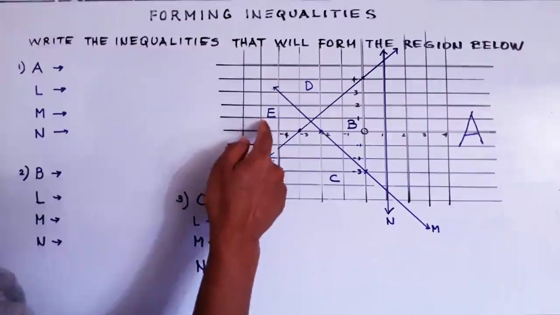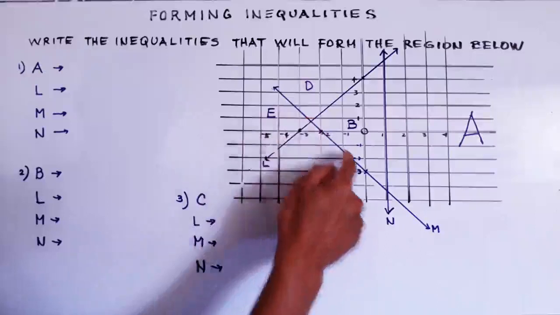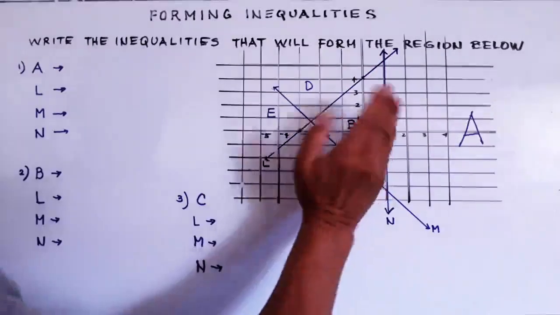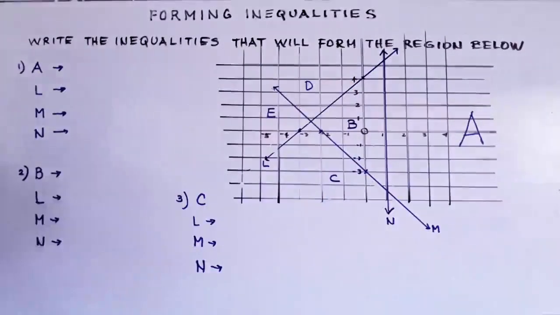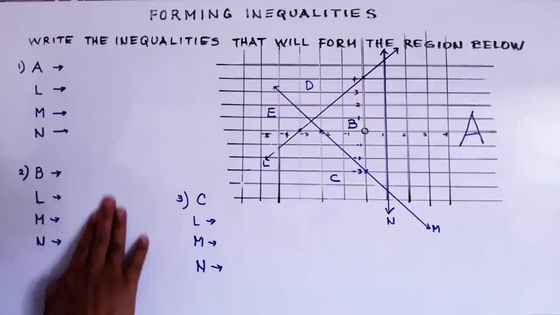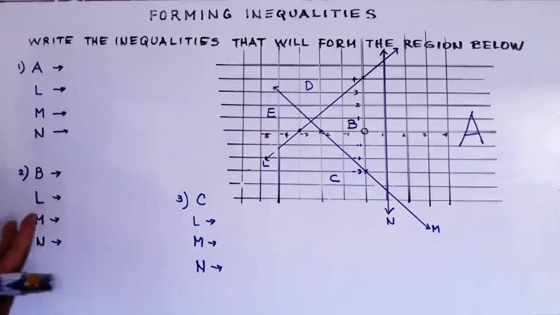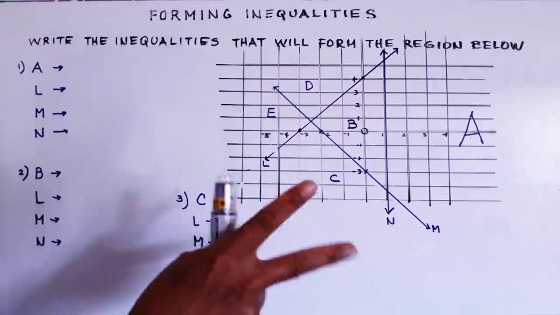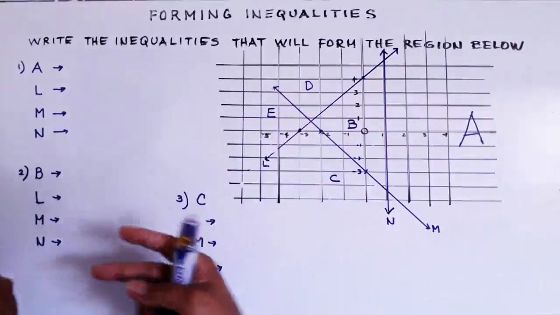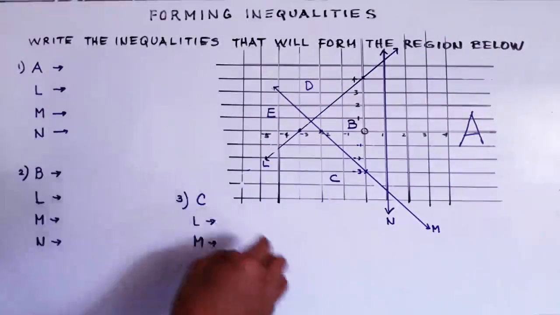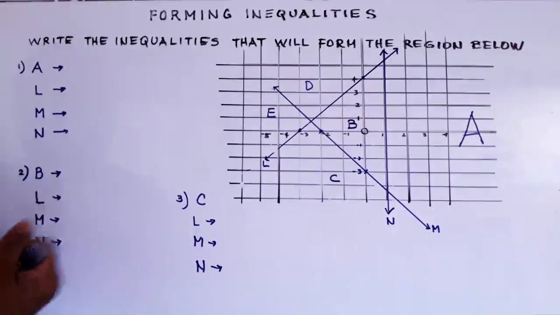And for letter A, we have only 2. 1 and 2 only. This one is not included. So for letter A, we have only this line and this line. Okay. Now, look at the lines and you will observe that they are all visible lines. Therefore, in our inequalities here, we must have an equality symbol together with the less than or equal to, greater than or equal to. So we have those inequalities because they are all visible lines.